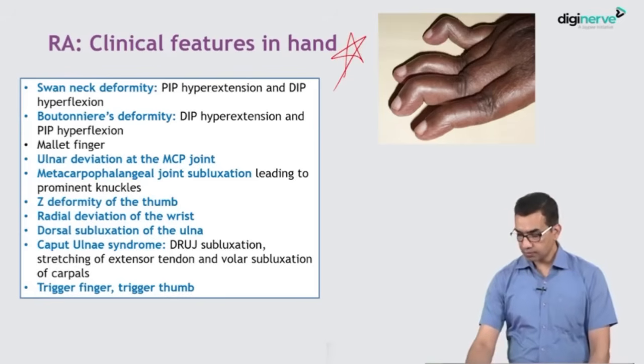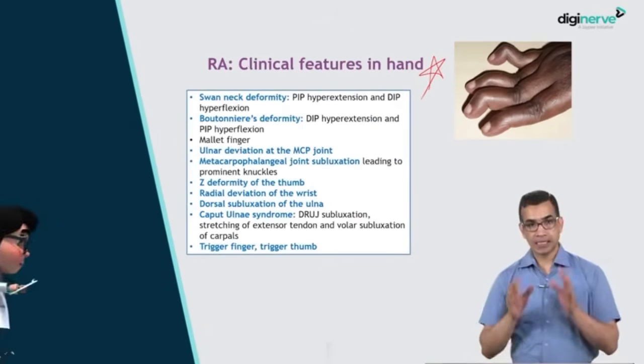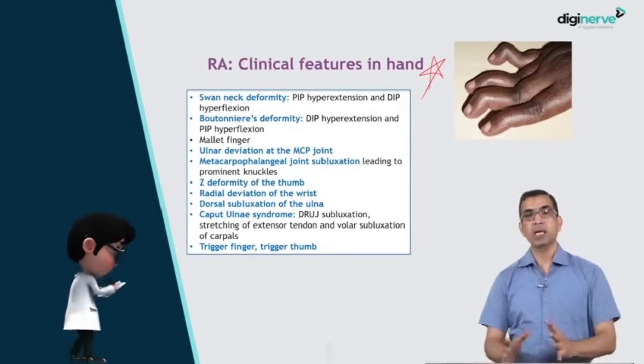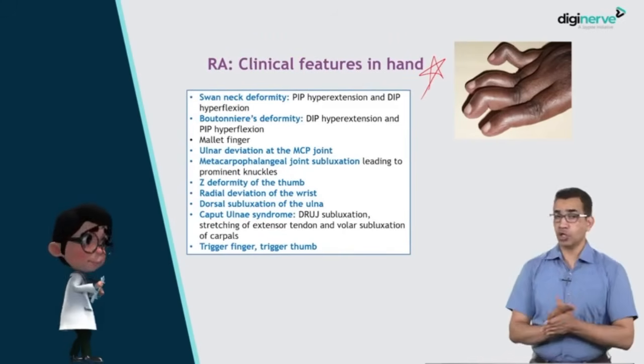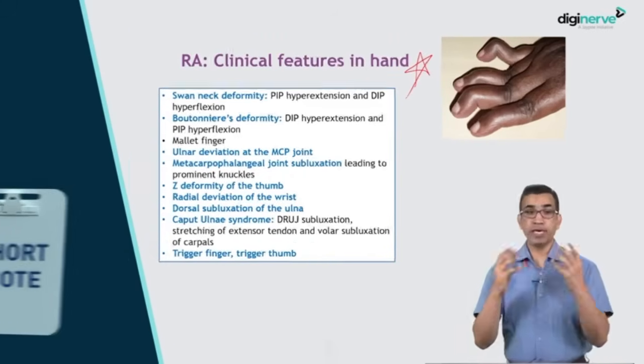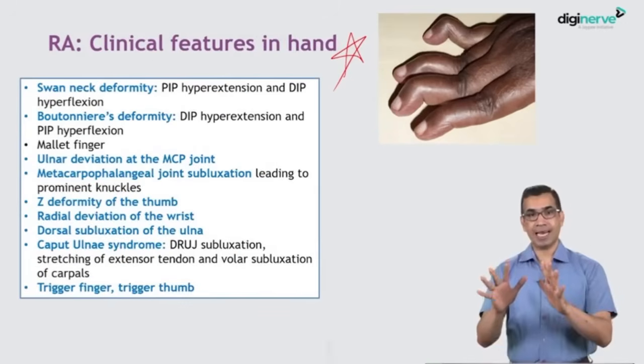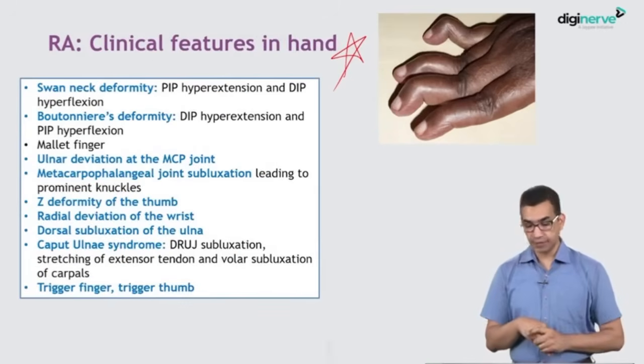This is one slide. Hold your breath, stay here and read it again and again, because they are usually asked sometimes as a short note. Enumerate the clinical features of rheumatoid arthritis in hand. What are the hand features of rheumatoid arthritis?